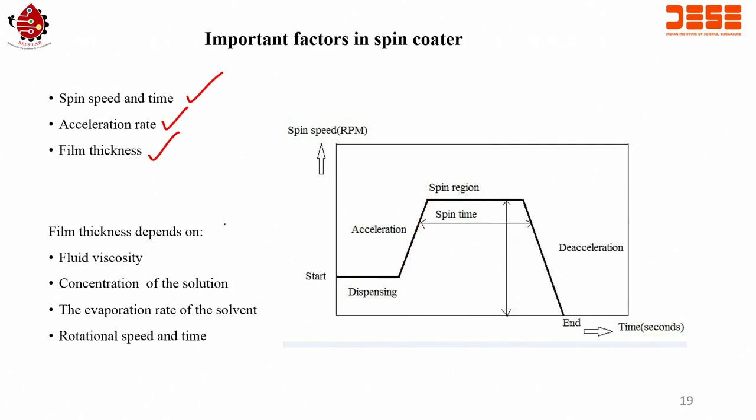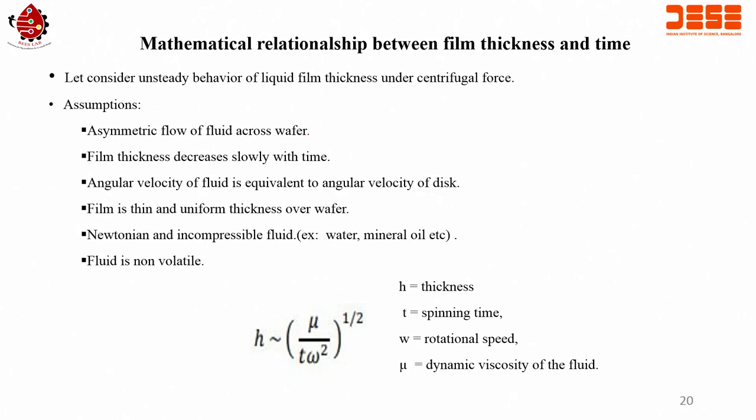So, film thickness depends on fluid viscosity, right. There is a thin photoresist, there are thick photoresist. So, that is the viscosity of the fluid, concentration of the solution, the evaporation rate of the solution and rotational speed and time, okay. Let us go to the next slide.